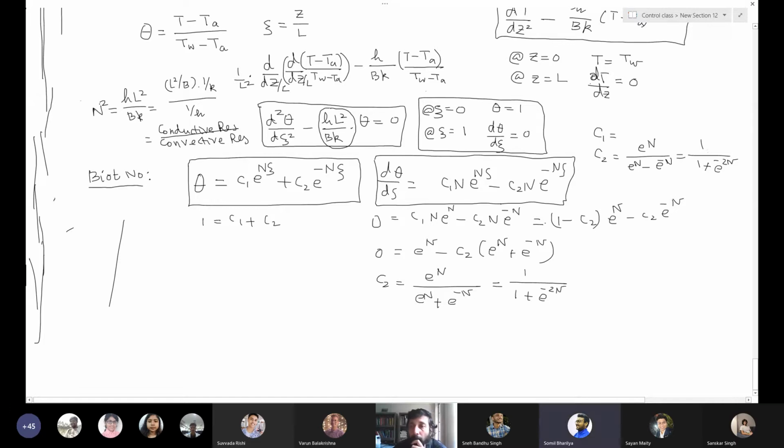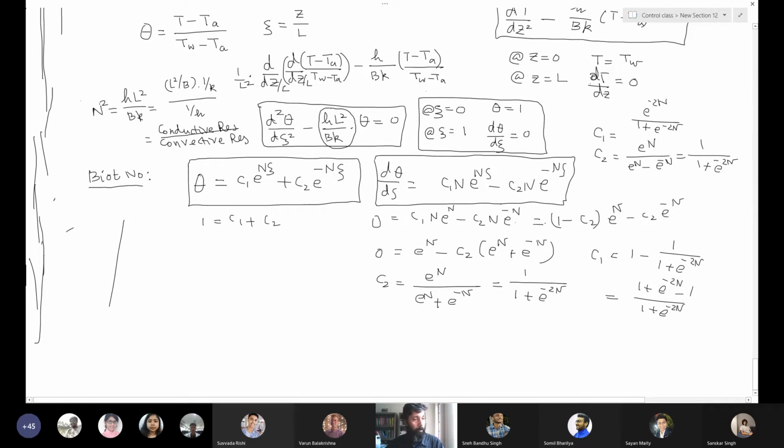Okay, all right. So now C1 is 1 minus C2. C1 equals 1 minus 1 by 1 plus e to the power minus 2n, which equals (1 plus e to the power minus 2n minus 1) over (1 plus e to the power minus 2n). So C1 is e to the power minus 2n by 1 plus e to the power minus 2n. All right, so now the solution is ready.